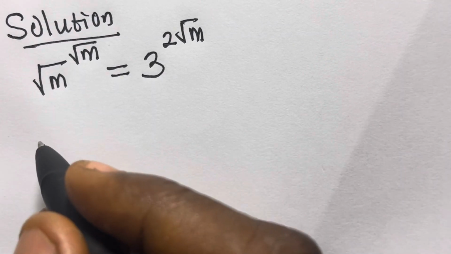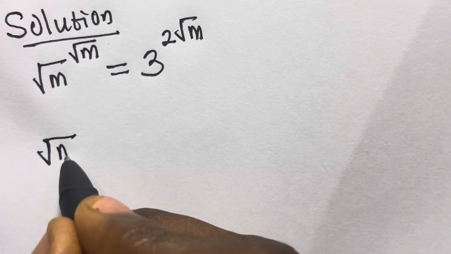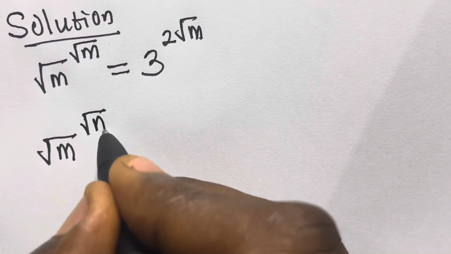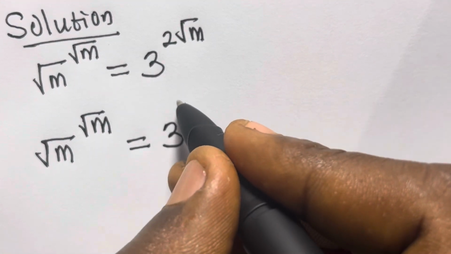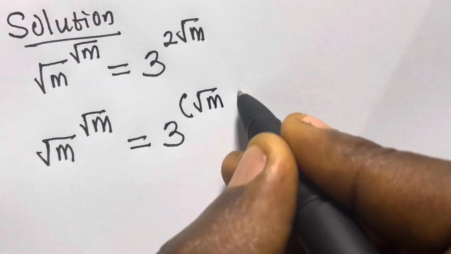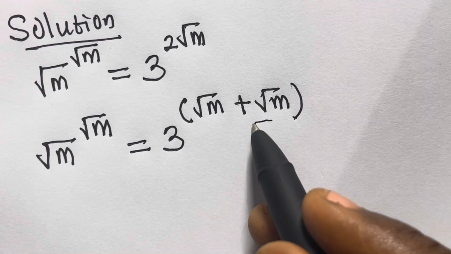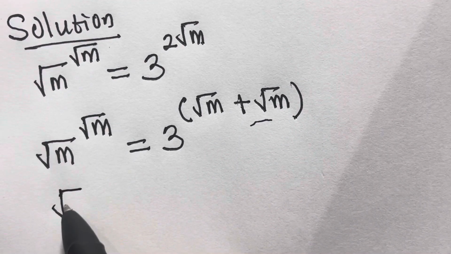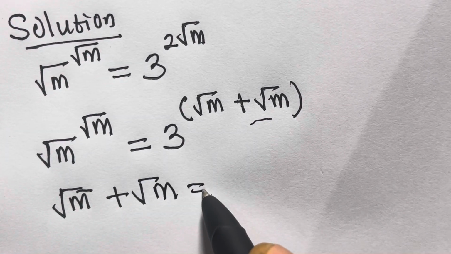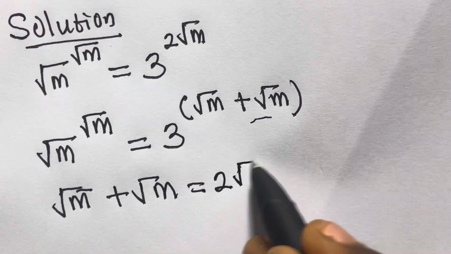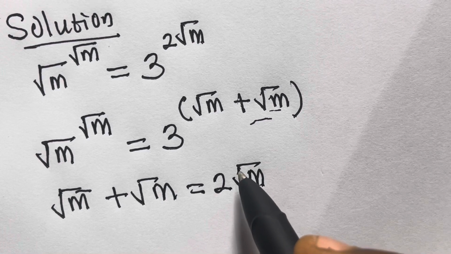From here, we will have square root of m raised to power square root of m equals 3 raised to power square root of m plus square root of m. The reason why we have this is because square root of m plus square root of m is equal to 2 root m. So this is the same as 2 root m.